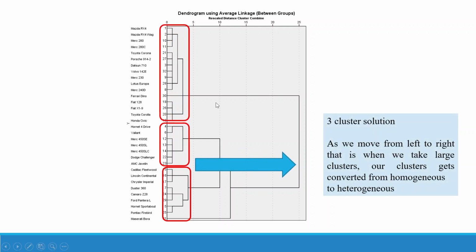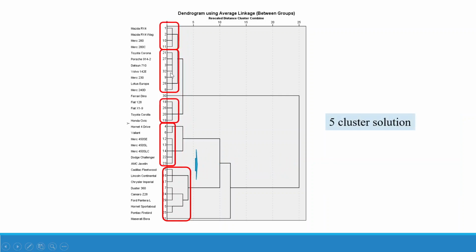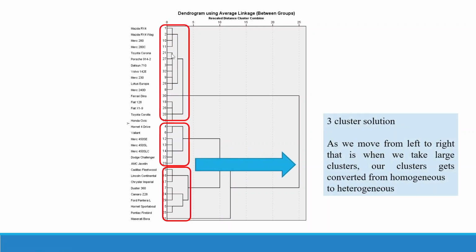We can also have a 3 cluster solution. See, I'll repeat this. We move one level up. So now we will pick up this particular cluster: cluster 1, cluster 2, cluster 3. As we move from left to right, that is, as we take larger clusters, our clusters get converted from homogeneous to heterogeneous. So we are introducing more heterogeneity.